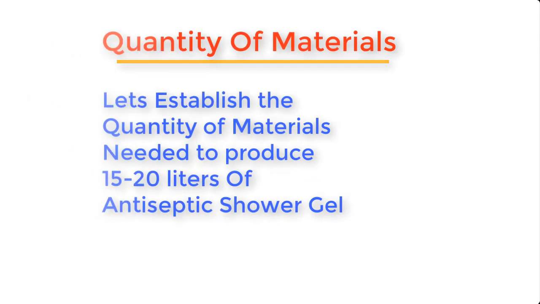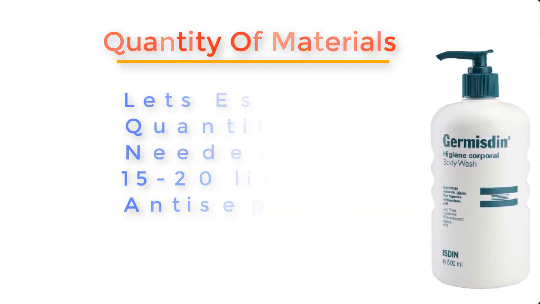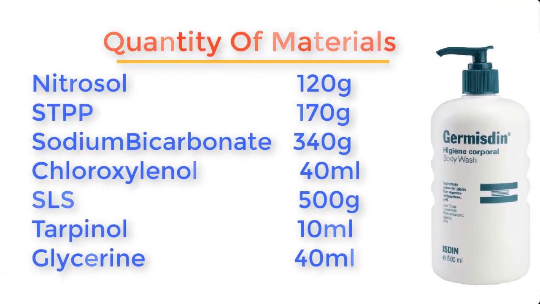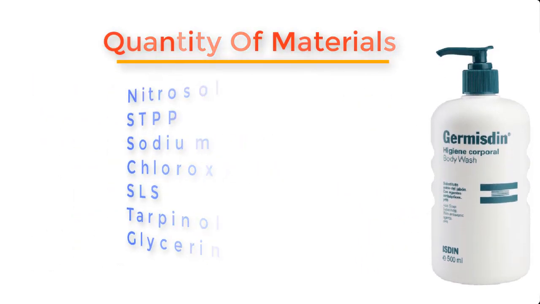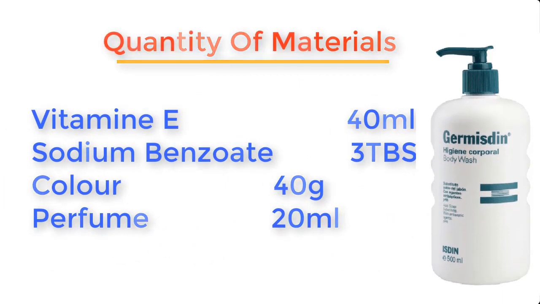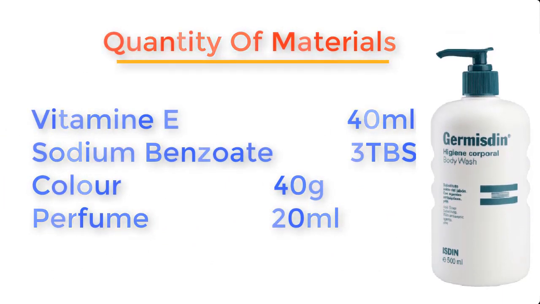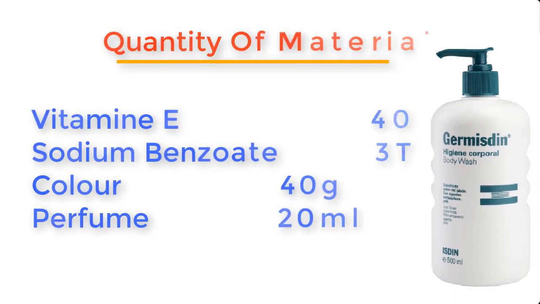Now let's establish the quantity of materials needed to produce about 15 to 20 liters of antiseptic shower gel. Nitrosol 120 gram, sodium tripolyphosphate, also known as STPP, 170 gram, sodium bicarbonate 340 gram, chloroxylenol 40 ml, sodium lauryl sulfate, also known as SLS, 500 gram, tapinol 10 ml, glycerin 40 ml, vitamin E 40 ml, sodium benzoate 3 tablespoons, color 40 gram, and perfume 20 ml.